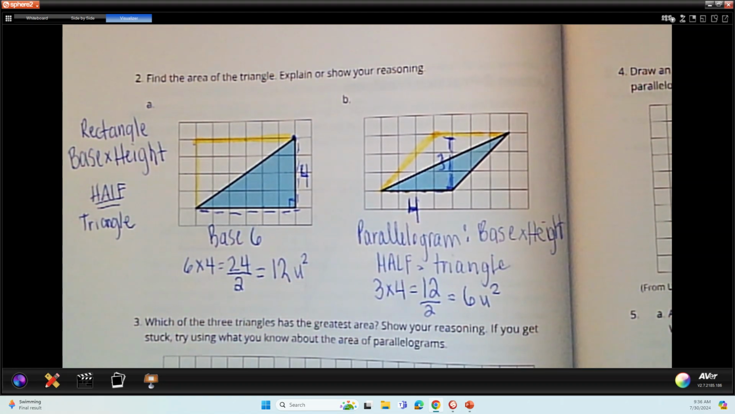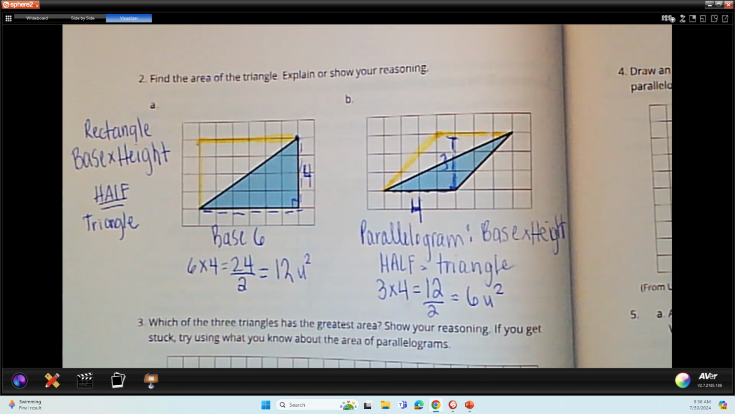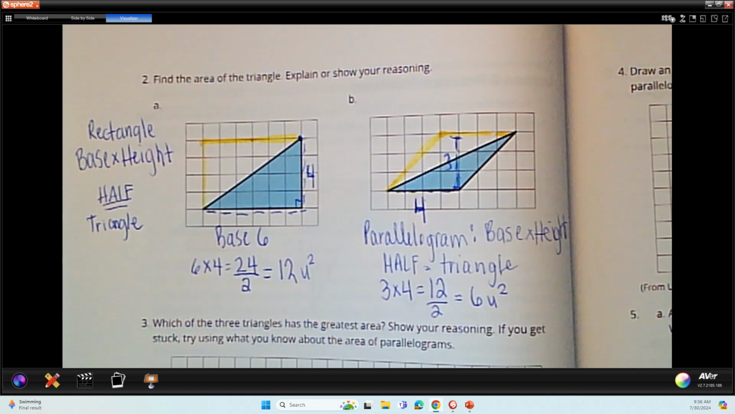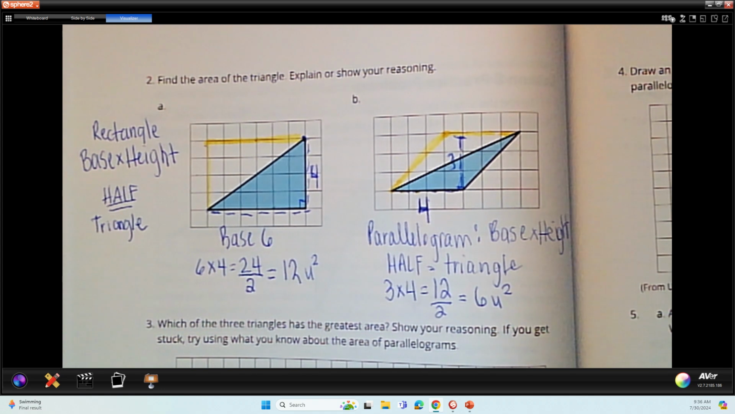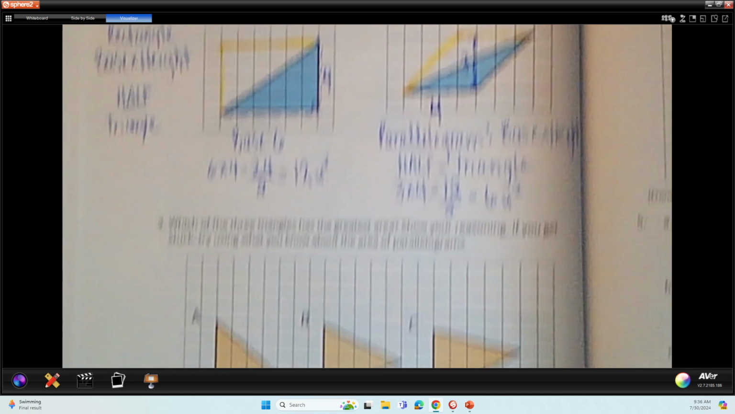So remember, when you're working with triangles, triangles are half of squares, rectangles, rhombi, parallelograms, okay? And all we have to do is do the standard base times height and divide by 2 to find half. All right, let's take a look at this.